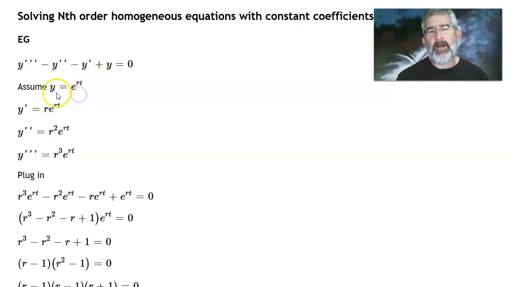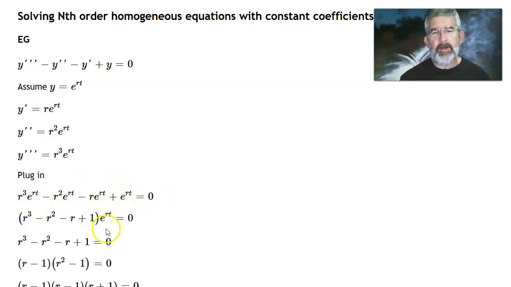So I've got a guess of y equals e to the rt, and hopefully I can find a value of r that makes this work. And so if y equals e to the rt, the derivative is r e to the rt, the second derivative is r squared e to the rt, and now the third derivative is r cubed e to the rt. Plugging all of those into the equation, I get this thing right here. So there's the third derivative, the second derivative, the first derivative, the function, and it's equal to 0.